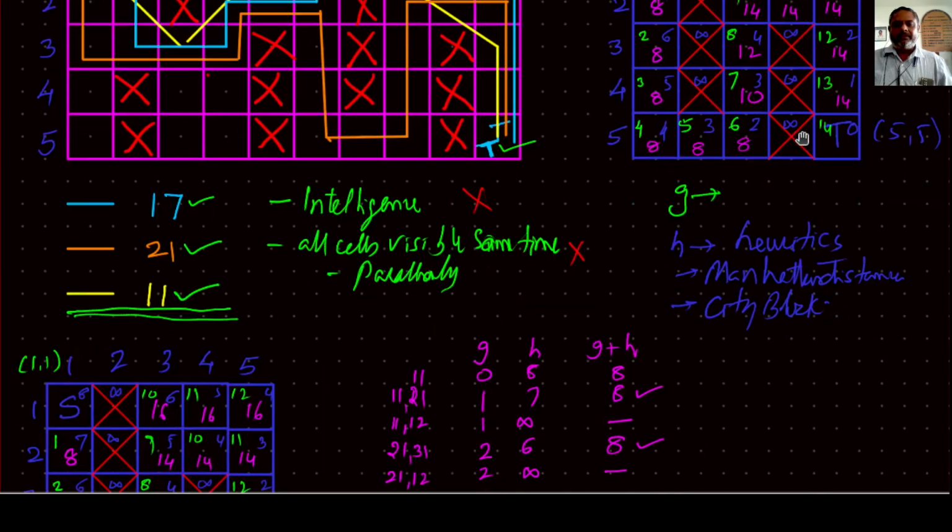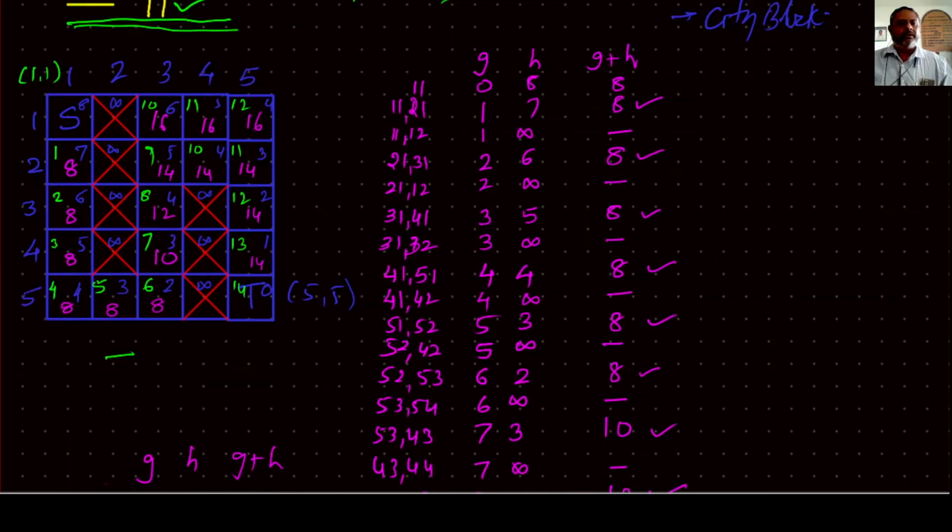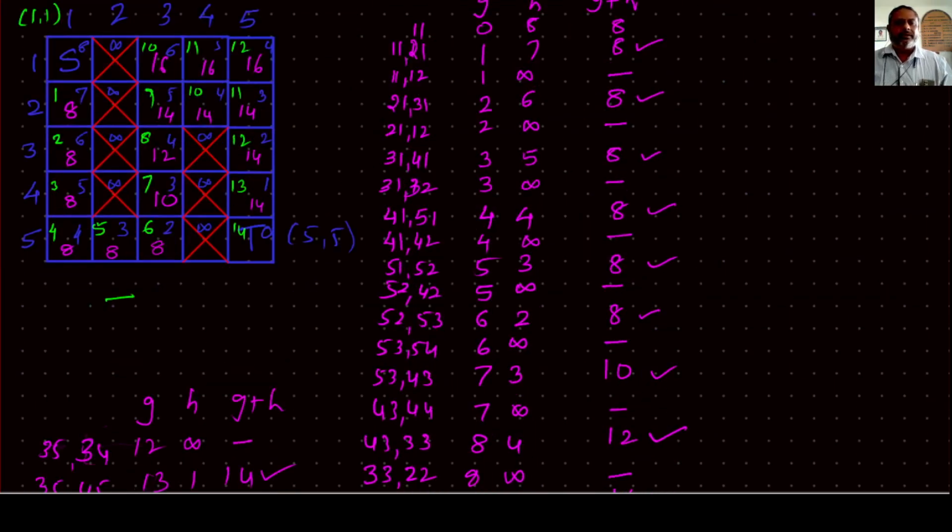Now what next? Let me just get it to this side. The same thing is copy pasted here. So we start from 1 1. The g value is 0, the h value is found to be 8, so g plus h is 8. Then we go from 1 1. There are two possibilities: I either go to the right or go down.